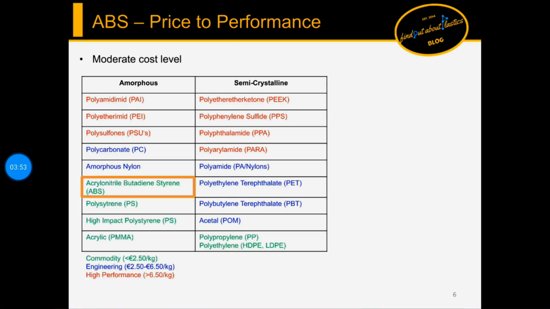Okay, let's have a look at the price to performance ratio. A major point in every material selection is the cost of the plastic. On this slide you can see the classification of polymers into commodity plastics, engineering plastics and high performance plastics. ABS has a moderate cost level and ranges in the lower end of engineering plastics with around 2 to 2.5 euros per kg.